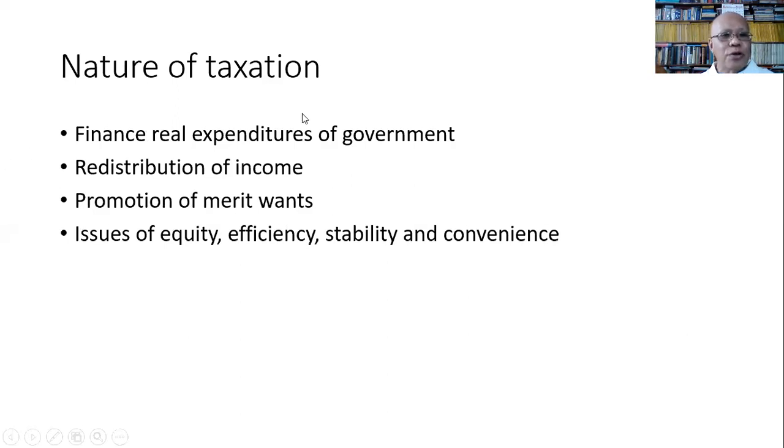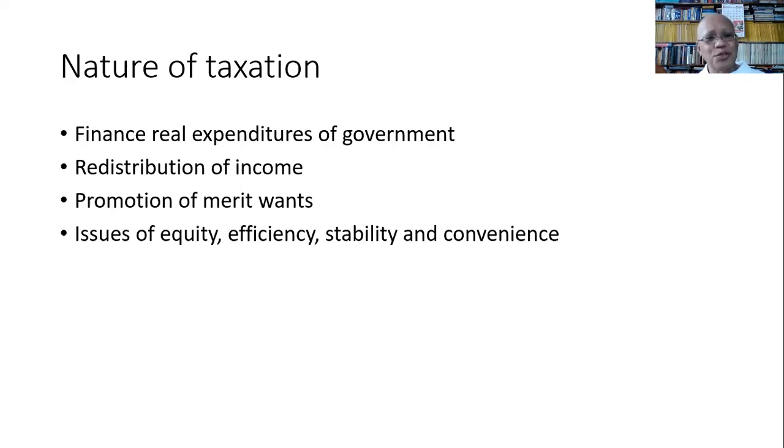Now, when you look at government taxation, its primary function is to finance the real expenditures of government. But it can also promote redistribution of income. When taxes from the higher income are used to finance education, healthcare, and housing for the lower income classes, then incomes are redistributed from the higher income earners to the lower income ones.